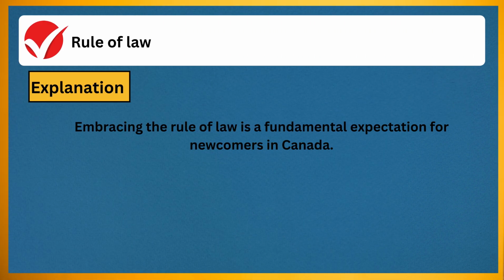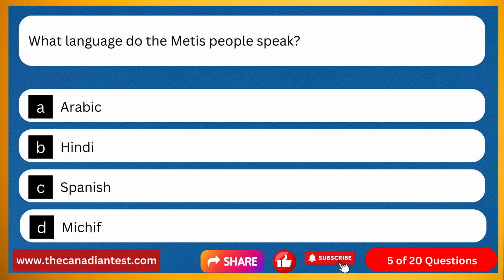The correct answer is rule of law. Explanation: embracing the rule of law is a fundamental expectation for newcomers in Canada. Question 5. What language do the Metis people speak? Option A. Arabic. Option B. Hindi. Option C. Spanish. Option D. Michif.